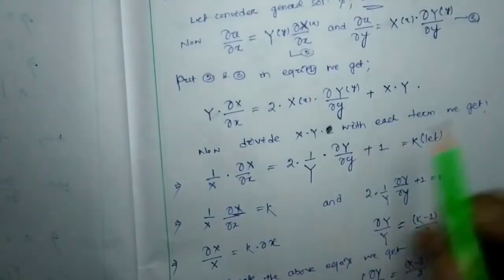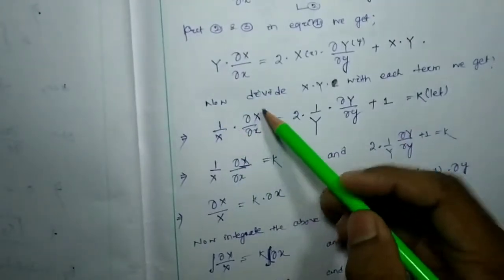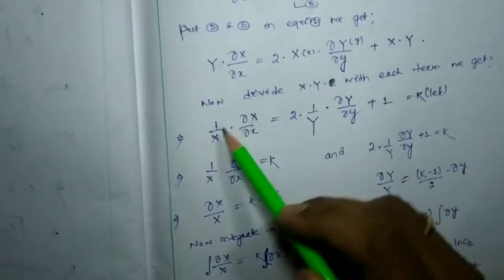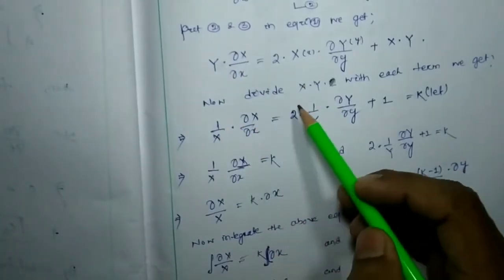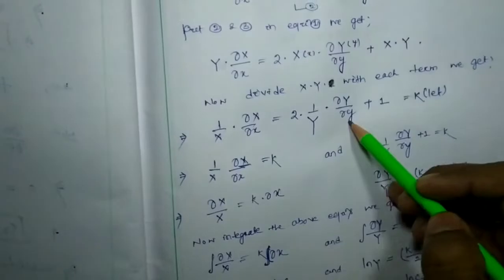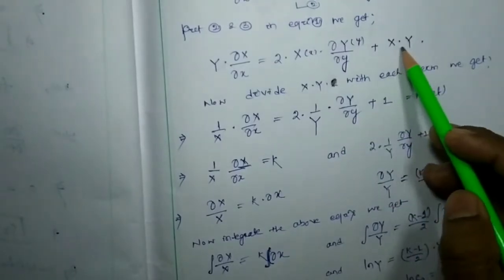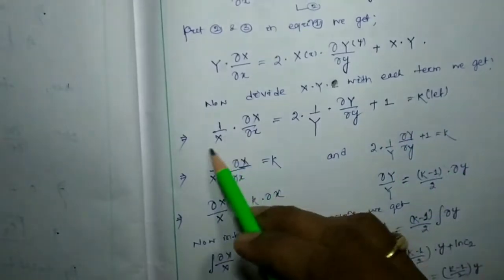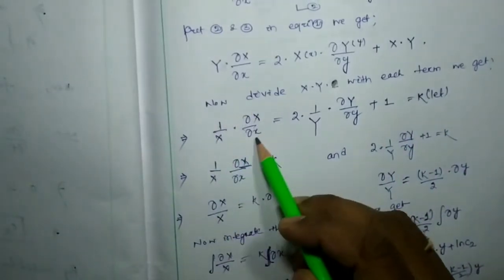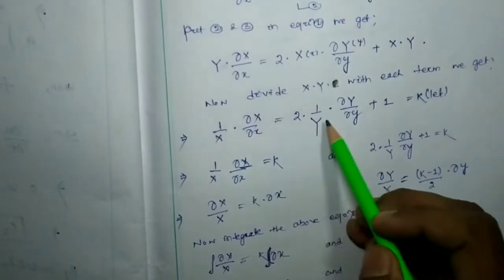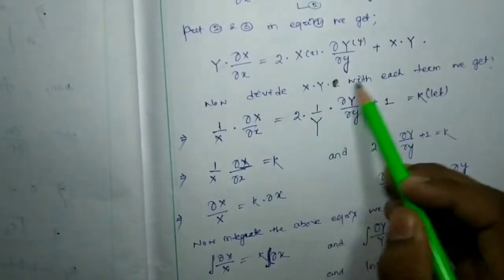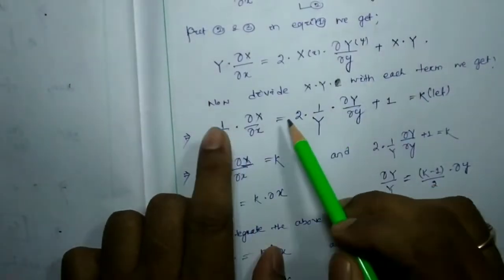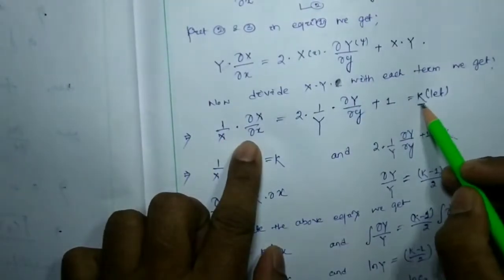We get 1 by X. Here if I divide by X into Y, then Y gets cancelled. It will be 1 by X del X by del x equal to 2 into 1 by Y into del Y by del y. So here if I divide XY with this, it will be 1. So this whole is a function of x only, and this whole is a function of y only, and both are equal. So here we consider that both are equal to a constant k, suppose.